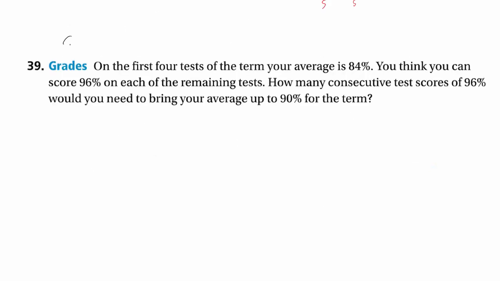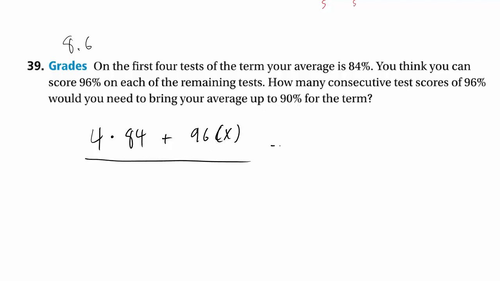Now we're going to skip around a little bit and work a problem from 8.6, but the reason is because it's very similar to the last one. So you have 4 tests and you made an 84%, so there's 4 tests that are each worth a score of 84. And then you think you can score some 96s on every other test, but you don't know how many of those you would need to do to bring your average up to 90. So you want your desired average to be 90.